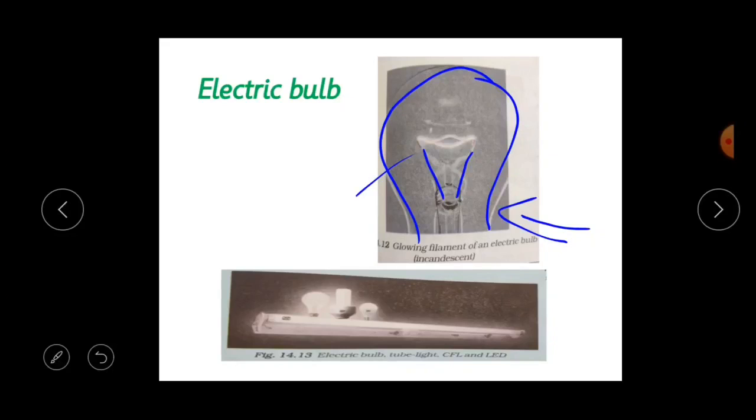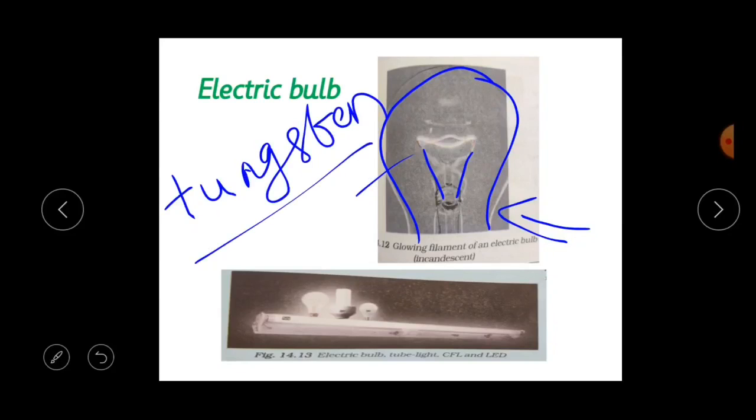And a fine high resistance tungsten. Okay, this is an element, a substance which is used in the bulb. The question may ask in the exam which element or which substance is used in the bulb. So that is tungsten. Okay, so tungsten wire is known as the filament. This is called the filament.